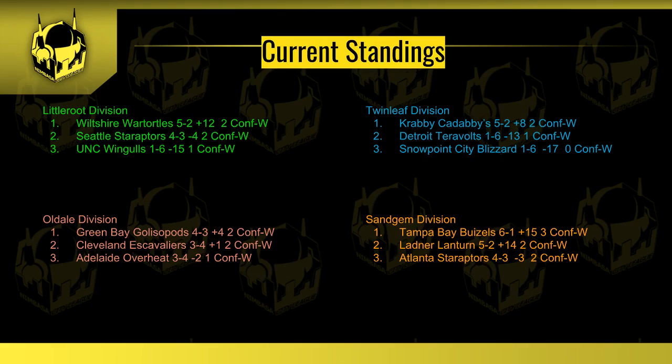So the current standings in each division you can see on your screen there. Wilkes Reward Total is leading the Little Root division, with the Seattle Raptors not far behind, and then the UNC Wingles pretty far behind. In the Old division, you have a pretty clumped up area there with the Green Bay Glypods in the lead, Cleveland Cavaliers in second, and the Adelaide Overheat in third. In the Twin Leaf division, the Krabby Tabbies have a huge lead on the division right now, with Detroit Terrafolds and the Snow Point City Blizzard not having a strong season.